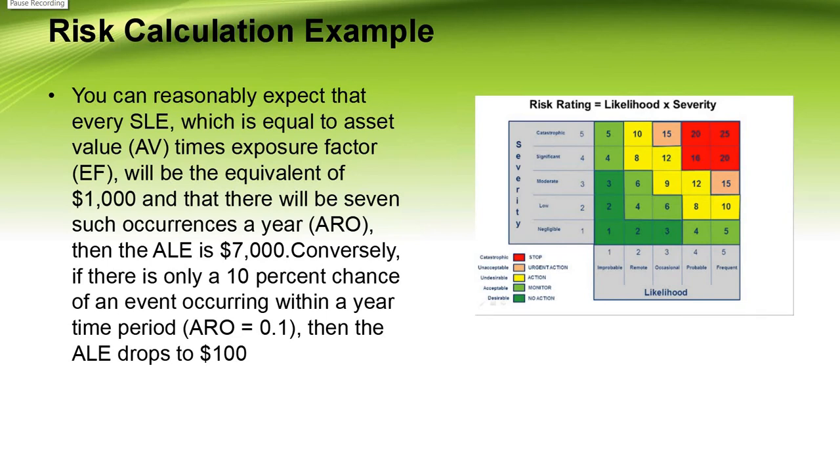Give a small example. This is a very good example. You can reasonably expect the average SLE, which equals asset value times exposure factor (EF), to be the equivalent of 1000, and that there will be 7 such occurrences a year (ARO). Then the ALE is $7,000. Conversely, if there is only a 10% chance of the event occurring within a year, ARO equals 0.1, then the ALE drops to 100.